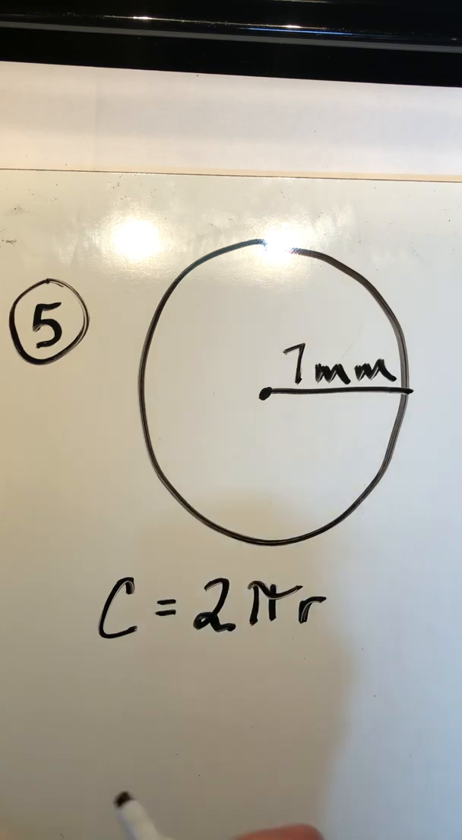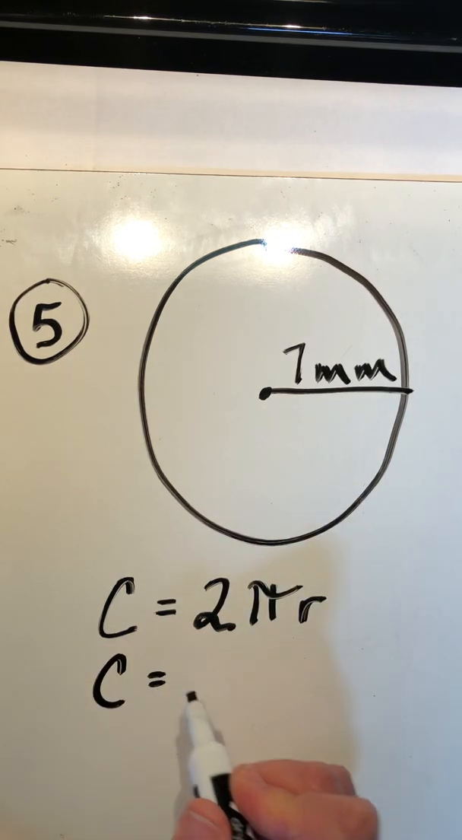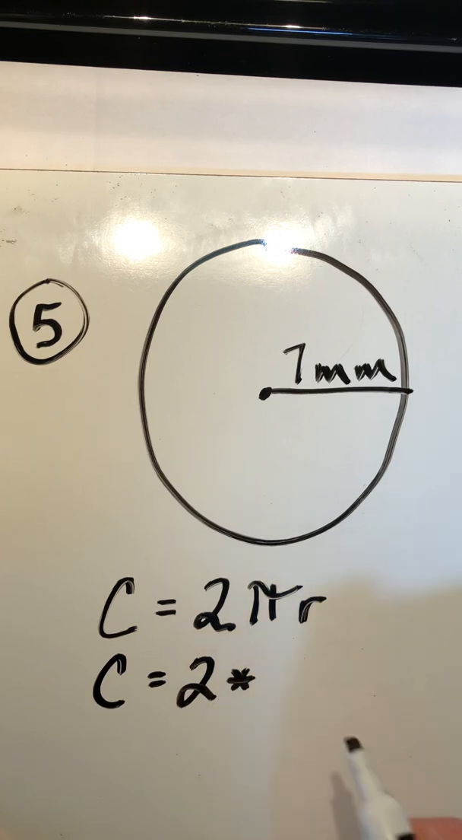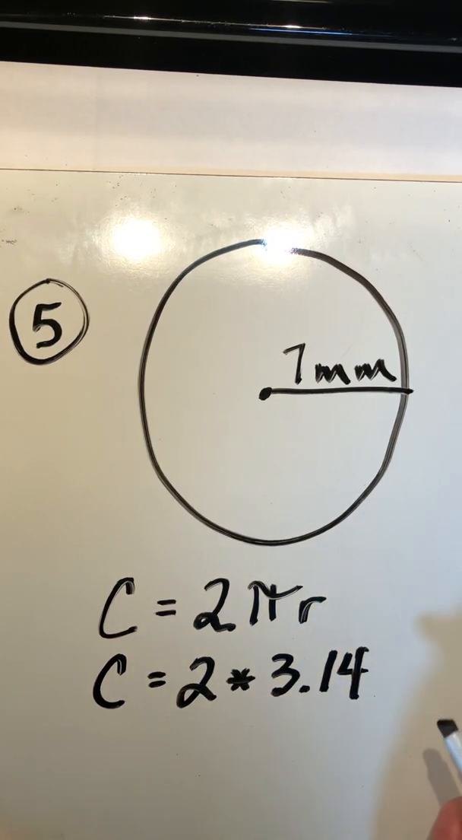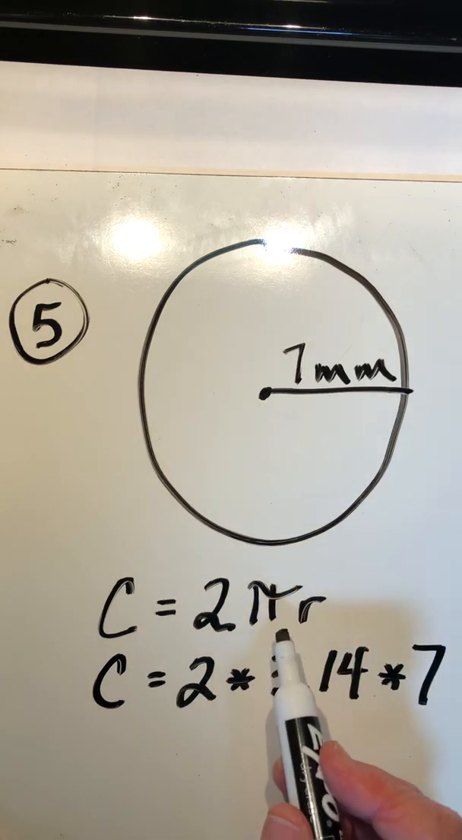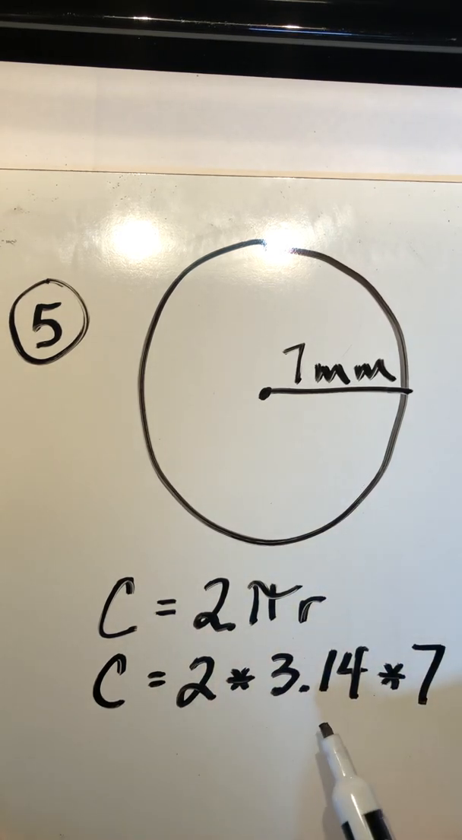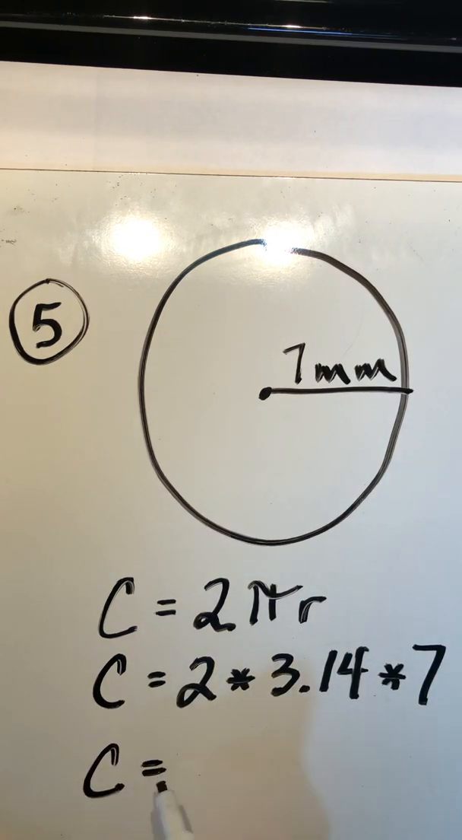So here we go. Circumference equals 2 times pi times the radius. Always start by copying your formula. C equals 2 times 3.14 times 7. There's the radius, 2 pi r. 2 times 3.14 times 7. If I'm going too fast for you, just pause the video at any time. All right, we are ready to multiply.